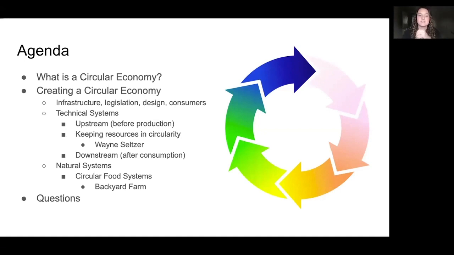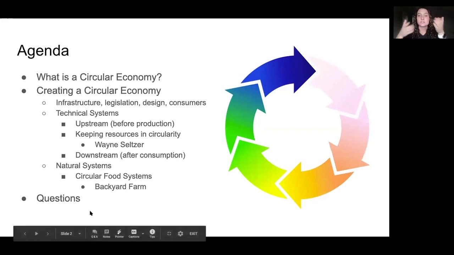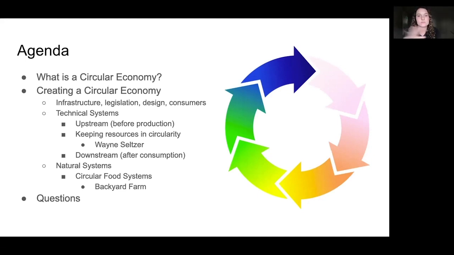Tonight, we're going to go beyond the bin, talking about what circular economy looks like and how we can move toward that. We will start with illustrating what circular economy is, just defining it and laying it out for you. Then we'll dive into how we can go about creating a circular economy. We'll talk about technical systems and natural or biological systems. I will explain all of this in more detail as we go through, but I'm just laying it out right now. In technical systems, we'll talk about the three main stages here. So upstream, which is before production of a product, after production and before disposal, where we'll focus on keeping resources in circulation. And then downstream, which is after consumption, where we'll talk about how to get those resources back into the system. So within each of those three stages, we'll talk about the toolbox we have at our disposal and how we can use each of those tools to create circularity within each of those stages.